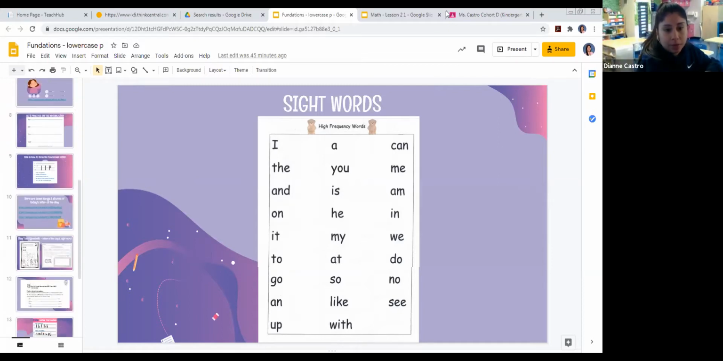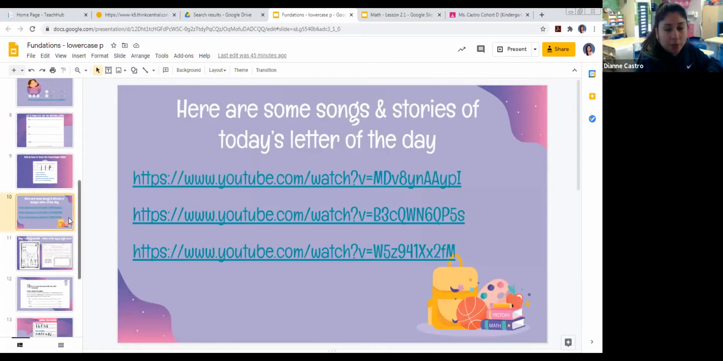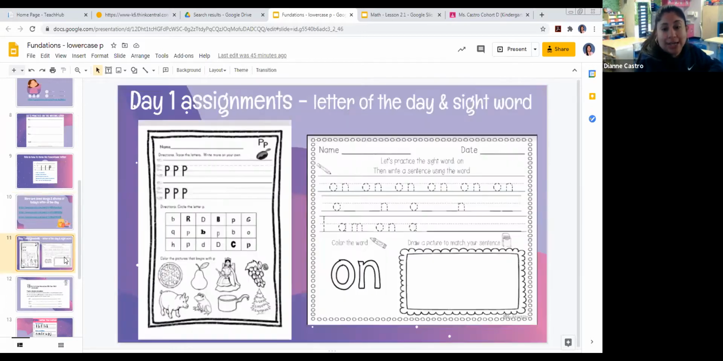So later today, when you get on your Google Classroom, you'll open up the presentation and you can watch other songs and stories of today's letter of the day. For today's work, the two sheets are the following: the lowercase p and the sight word on. Majority of you have picked up the sight words. I know everyone already has all the lowercase letters. I think maybe 2 families are still missing that they need to pick it up, but everyone has it.